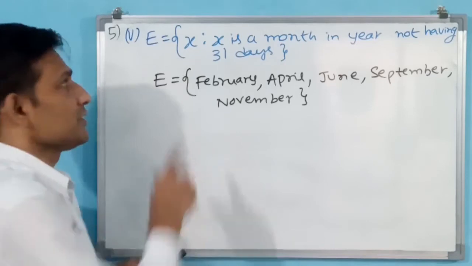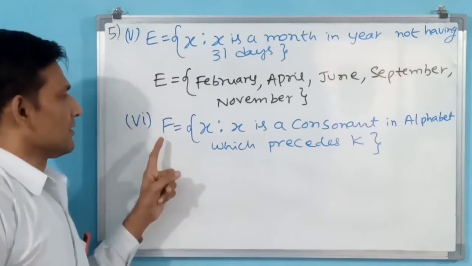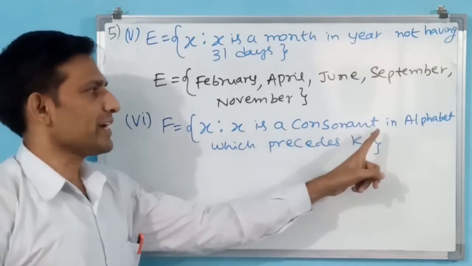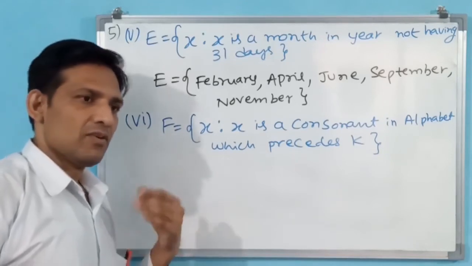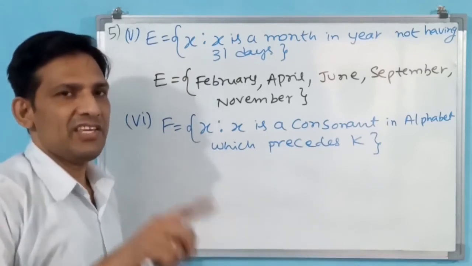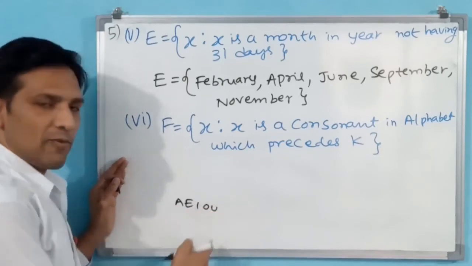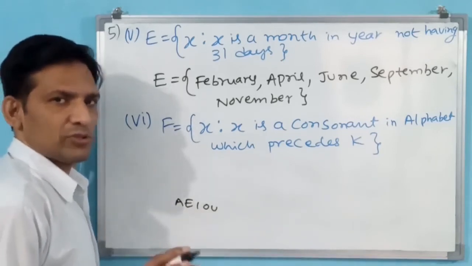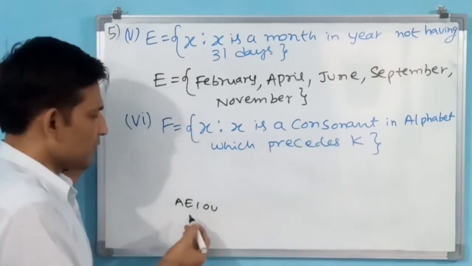We go for the next part of this fifth question. See this question. F is equal to, for all the values of x, x is a consonant in the alphabet which precedes k. What are consonants? Which are not vowels. Vowels are what? A, E, I, O, U. Okay. A, E, I, O, U. These are vowels. Remaining are consonants. 5 vowels, 21 consonants. Total 26 letters. Okay. You have to write consonants, but that should precede K. Up to K only you have to go.